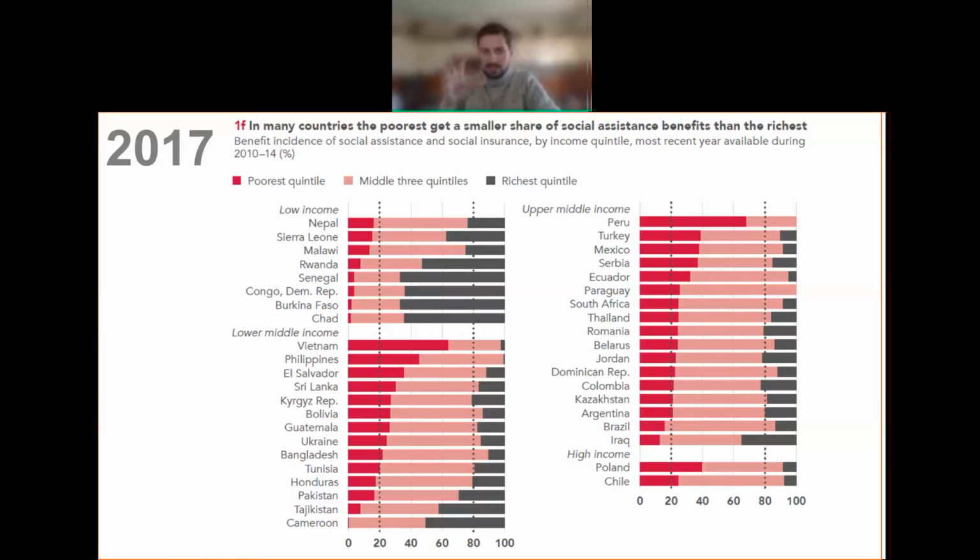And as you can see, you have all the information to make sense of the chart, right? You have a title that showcases the main message of the chart: in many countries, the poorest get a smaller share of social assistance benefits than the richest. Sorry, I cannot read the title because of the Webex windows. So that's quite a powerful story. So you get all that information here in the title.